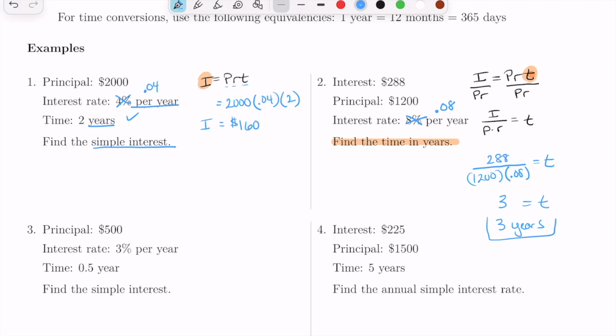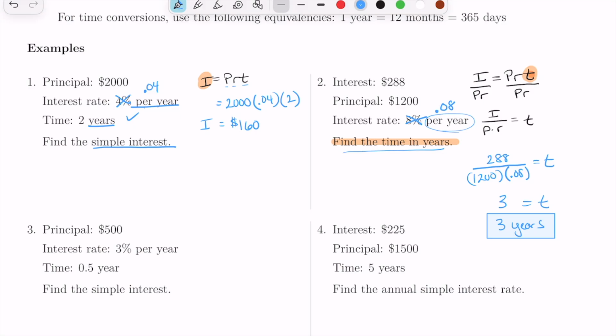I know it's years for a couple reasons. One, it says find the time in years, but also our interest rate is per year, and our rate and our time always need to be matching.